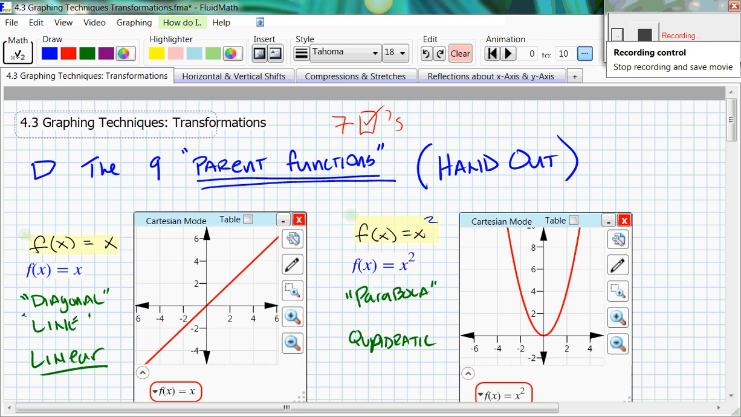Okay, this goes out to 6th period for advanced algebra trig. Make sure we have all this stuff down. The first thing we're talking about are the 9 parent graphs.